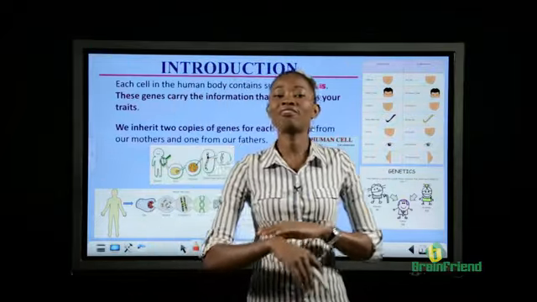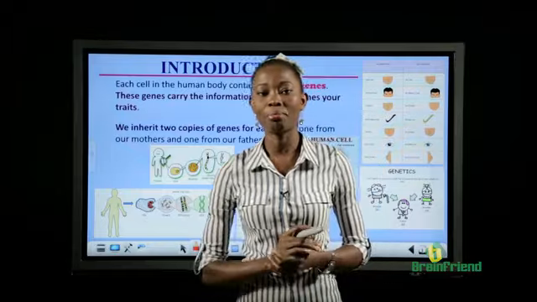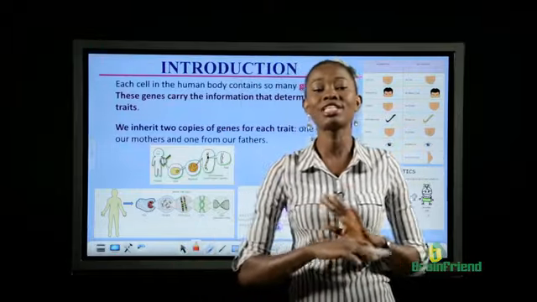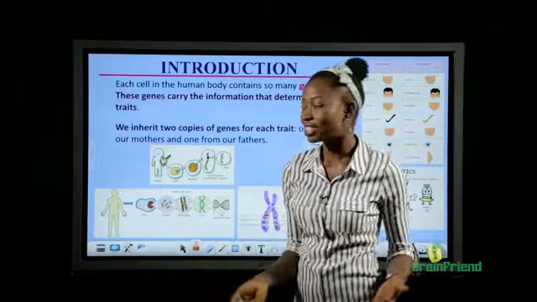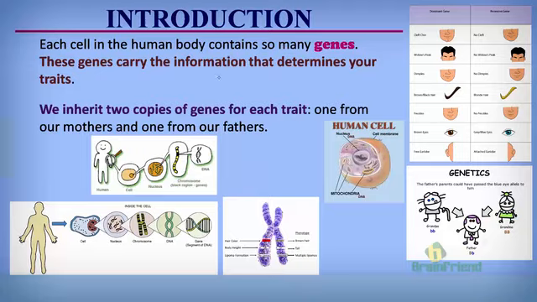We said we have different numbers of cells in our bodies, and all of these cells contain genes, and it is these genes that carry the information that determines the traits of a person. And we said these genes are inherited from the parents when these children were being born. So I inherited my genes from my parents when I was born.